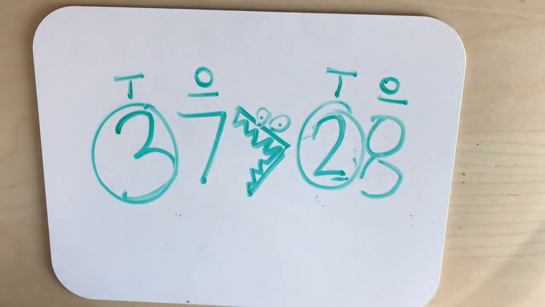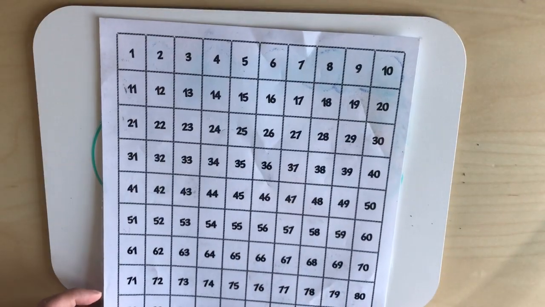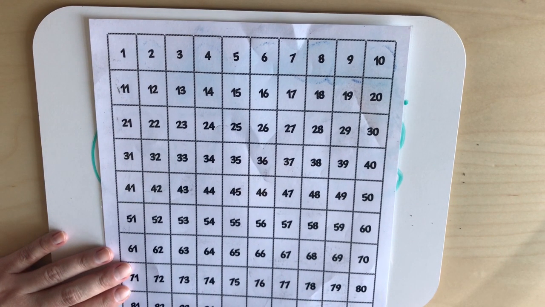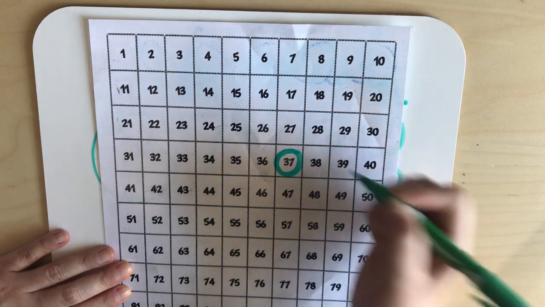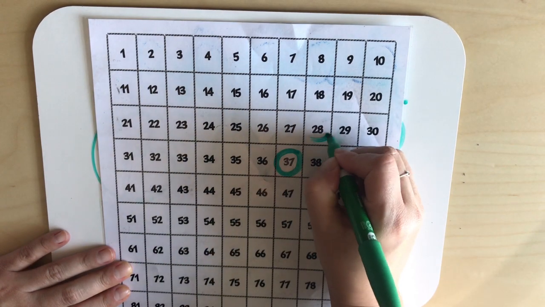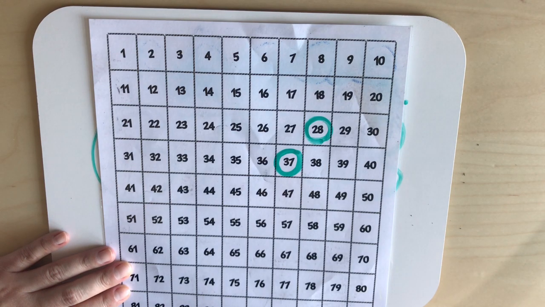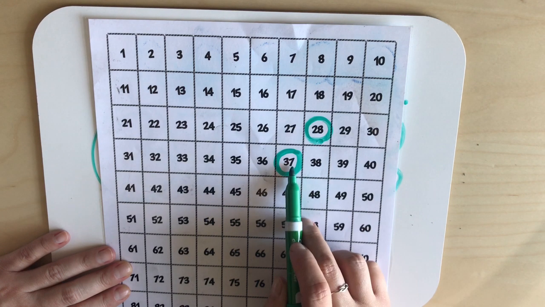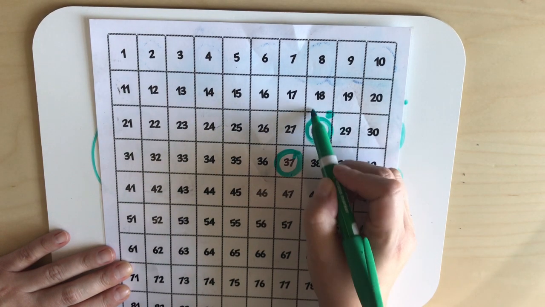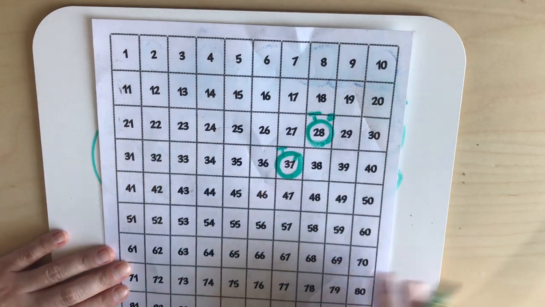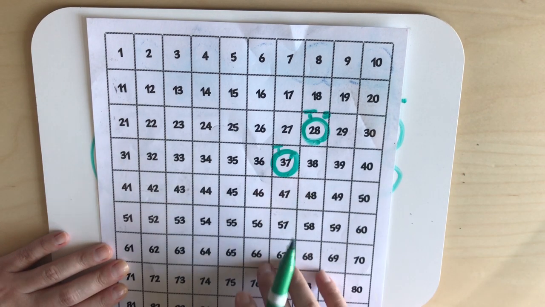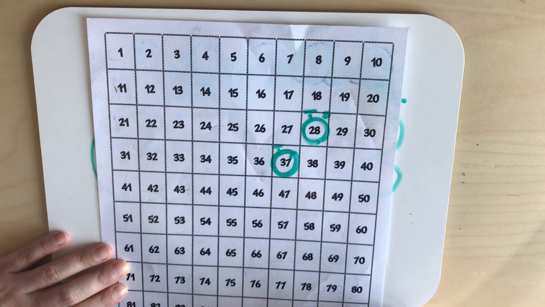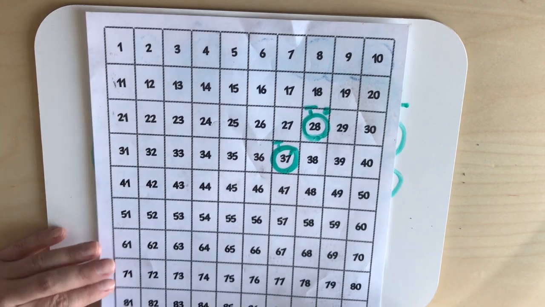Another way that we could show this is by taking out our place value chart and looking for those two numbers. Let's find 37 and circle that number, and let's find 28 and look at that number. So our 100s chart shows us that 28 comes first and then comes 37. We could once again look at the ones place and the tens place to see which number is bigger. If you have a place value chart at home, you can use this to help you find which number is greater than. You can also make a 100s chart if you don't have one at home.